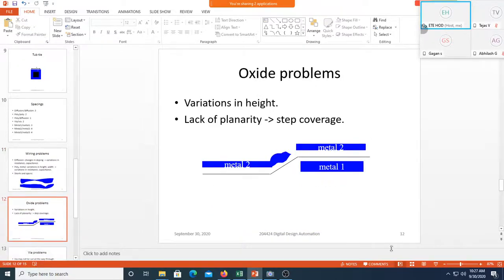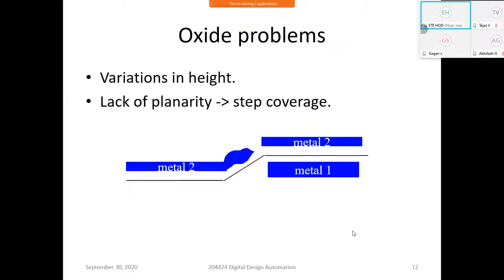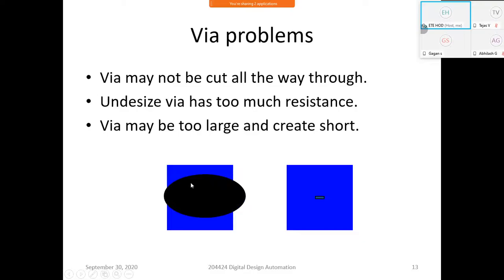Okay, they ask you to always avoid something like this type of sudden change in the dimension. Curvature should always be avoided. This is the problem in your vias. So via holes should be sufficiently small. It should not be too large and it should not be too small also.